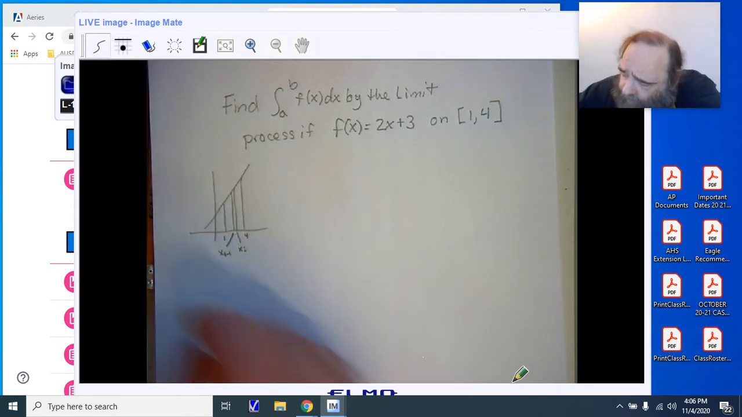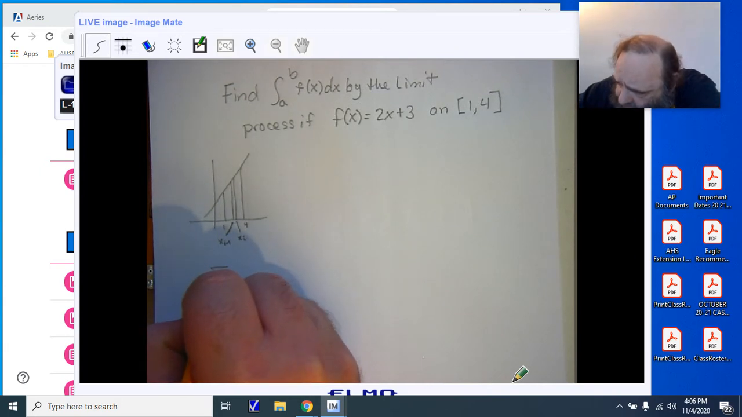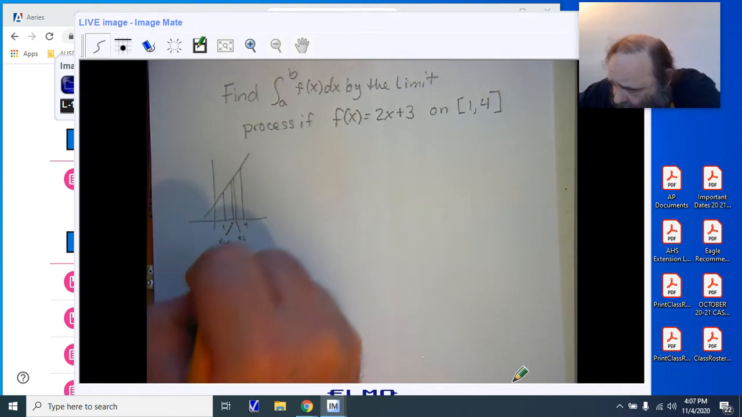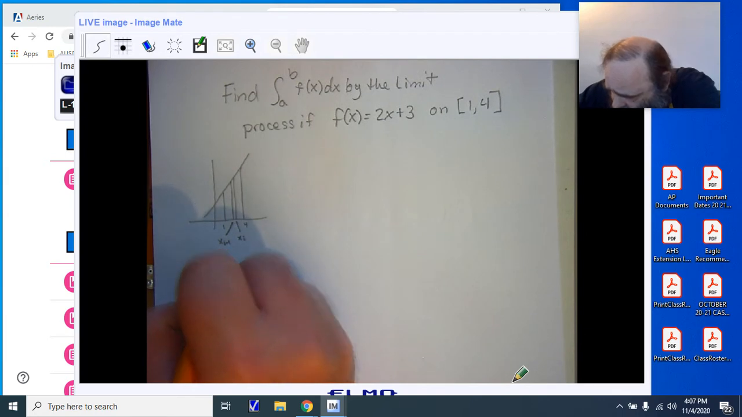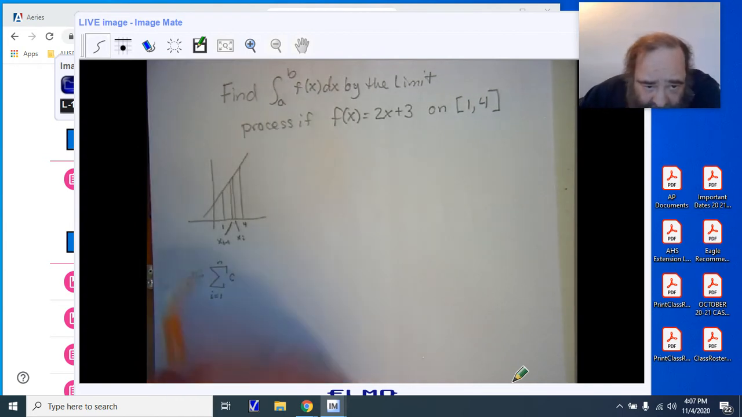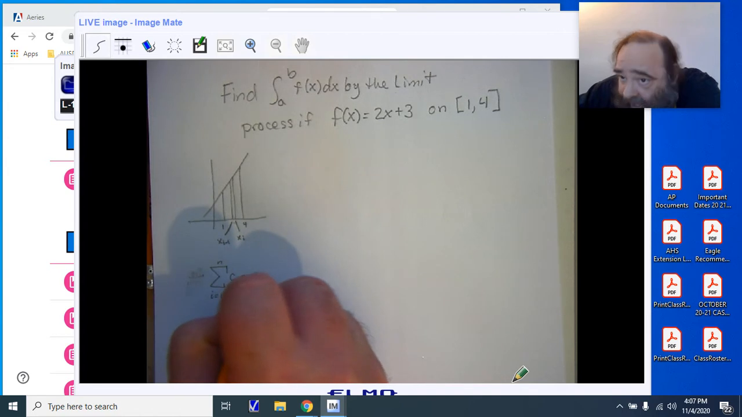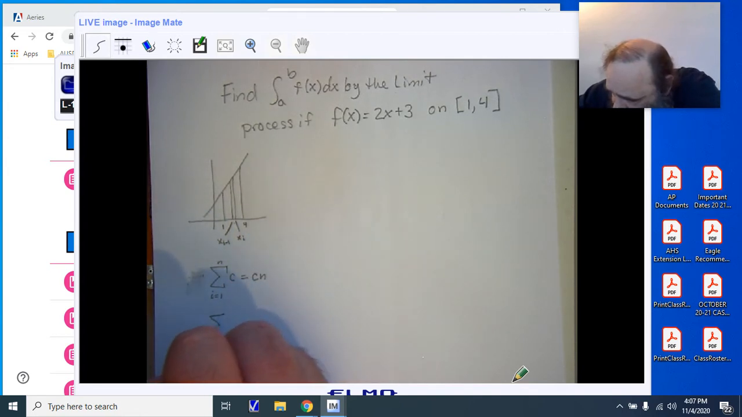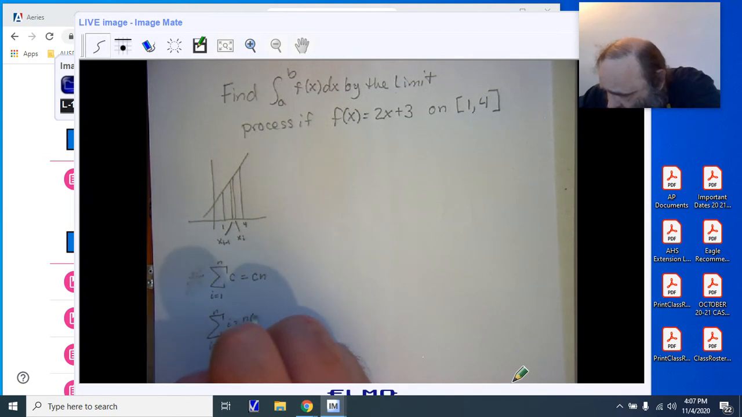Now, I've given us a basic graph. I do want to remind people that we are going to be using some basic information that you should know, and that is the limit, as n approaches infinity, of the summation. This summation formula you should know as Cn. We have the summation as i goes from 1 to n of i, and this is going to be n times n plus 1 over 2.